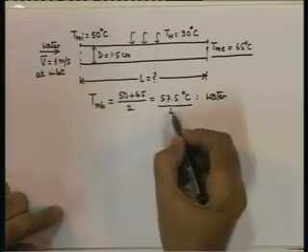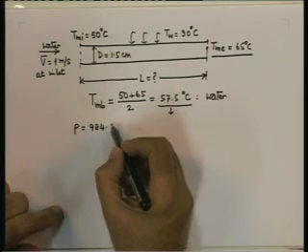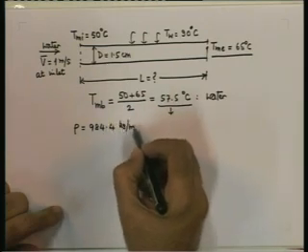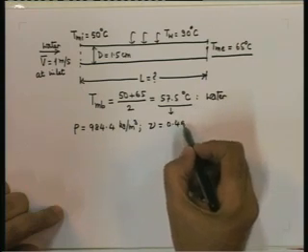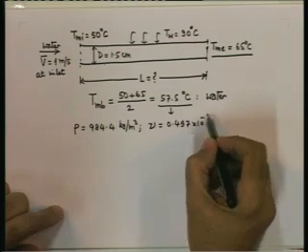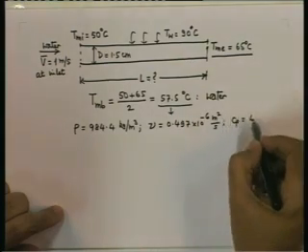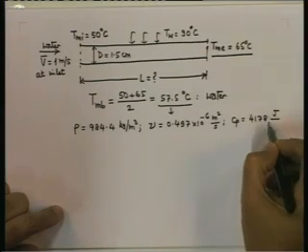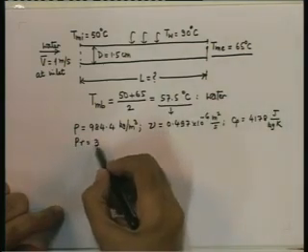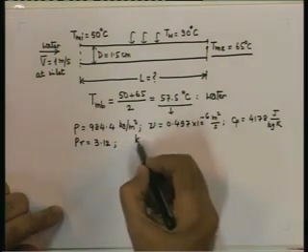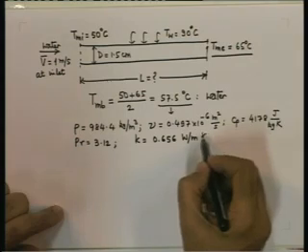So, at 57.5 degrees C, the properties of water are density 984.4 kg per meter cube, kinematic viscosity 0.497 into 10 raised to minus 6 meter square per second, Cp 4178 joule per kilogram Kelvin, Prandtl number 3.12, conductivity 0.656 watt per meter Kelvin.